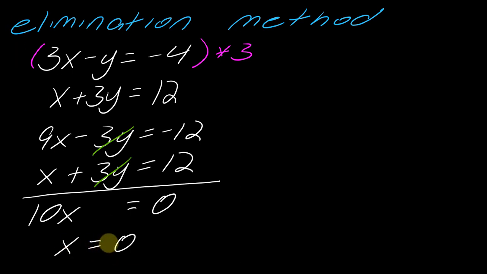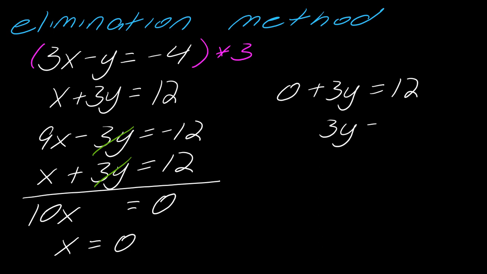I'm going to substitute this result back into one of the original equations. So let's put the 0 into this form of the equation. If I have 0 plus 3y equals 12, this just becomes 3y equals 12. If I divide both sides by 3, I get y equals 4. And so look, I get the same solution again, (0, 4).